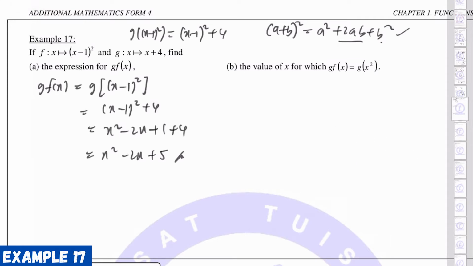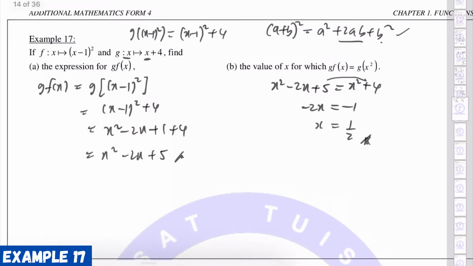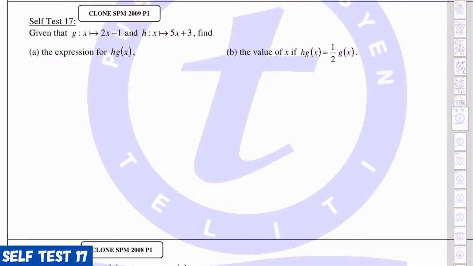So moving on. You already know your g(f(x)), which is x squared minus 2x plus 5. You know your g(x squared), which means we square only the x, like I said earlier: x squared plus 4. Here we can cancel x squared and x squared. Left with minus 2x. 5 I throw over, I get minus 1. 4 minus 5 is minus 1. x is just a half. I say this again, the x squared and x squared, you just cancel them. You bring over to one side, they eliminate each other.